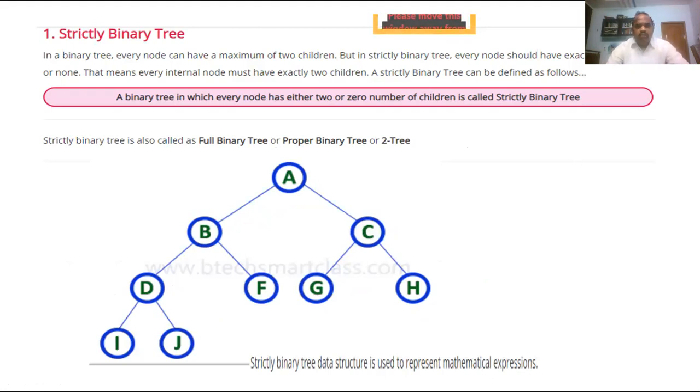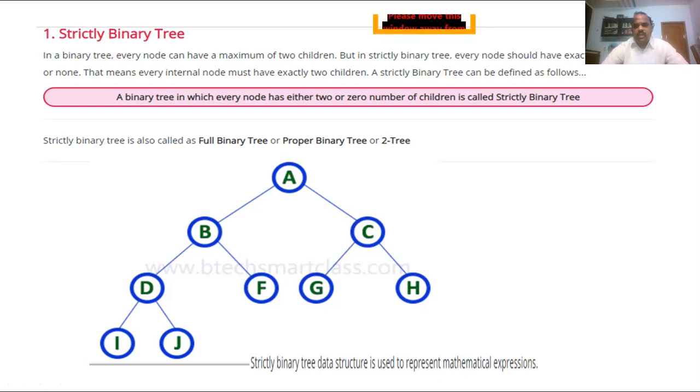In a binary tree, every node can have a maximum of two children, but in a strictly binary tree, every node should have exactly two children. Here, A has how many children? Two. B has two. D has two. C has two. Clear? This is called a strictly binary tree. Every node should have exactly two children or none. That means every internal node must have exactly two children.